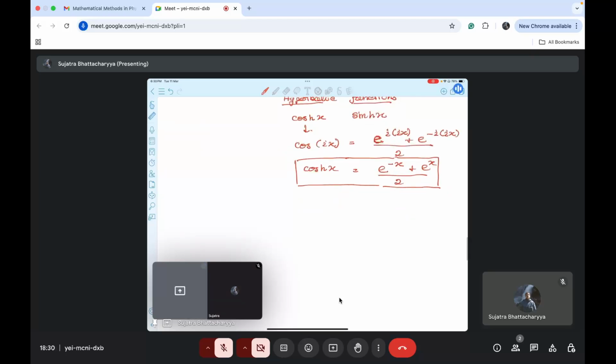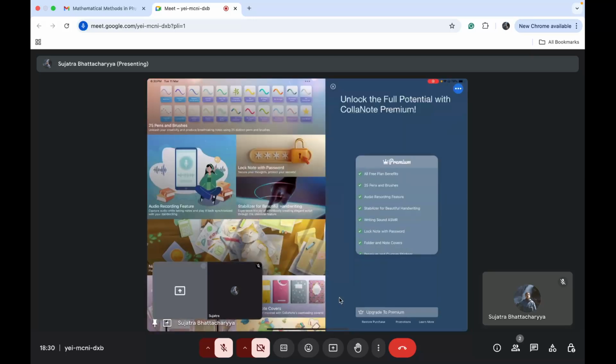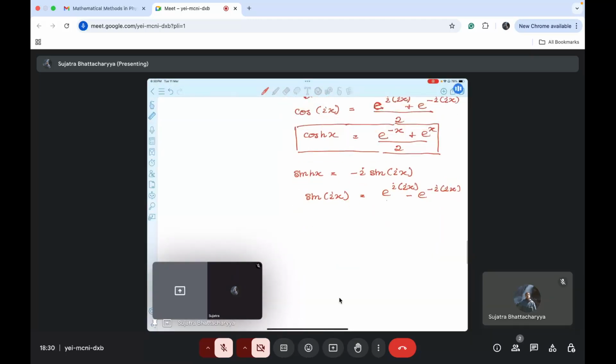Alright. Similarly, for sine hyperbolic x, we generally define it as minus iota times sine iota x. This is some different definition. So what about sine iota x? We know that it is e to the power iota times iota x minus e to the power minus iota times iota x, divided by 2i. All right, so it becomes e to the power minus x minus e to the power x, divided by 2i.